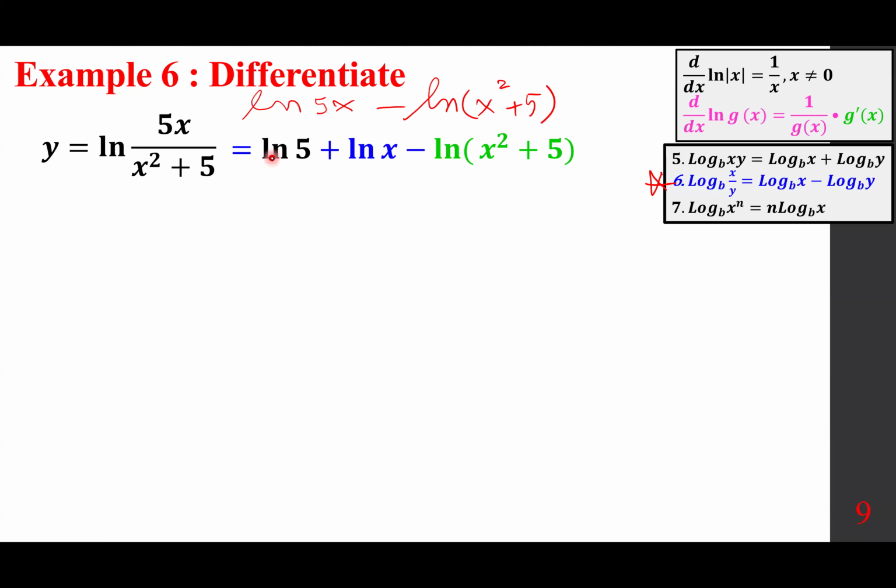ln 5 is a number. The derivative is 0. Ln x is 1 over x. Minus, I'm going to differentiate this. The derivative of ln of g of x is 1 over g of x. So 1 minus 1 over x squared plus 5. Then times g prime, the derivative of the inside is 2x. We're done with calculus. We notice we have 2 fractions.